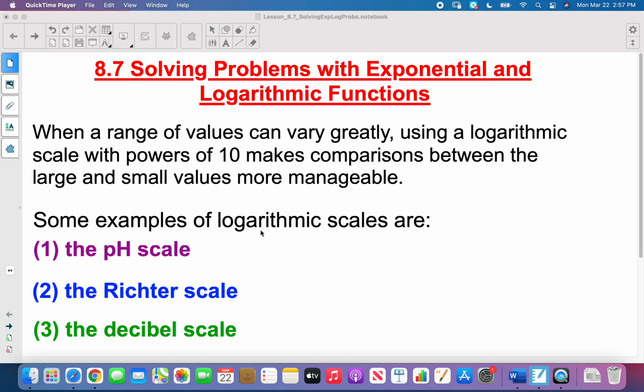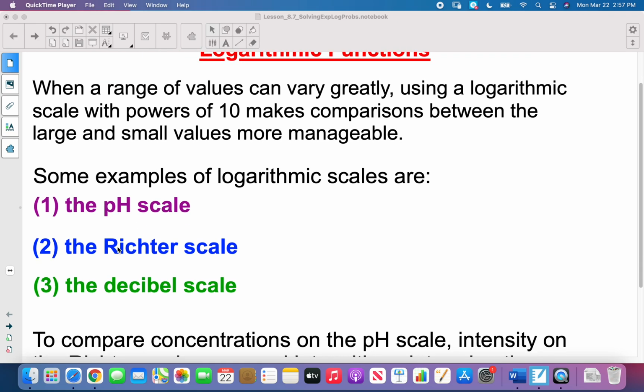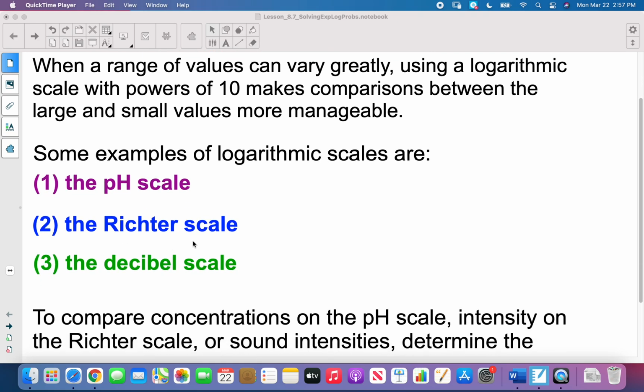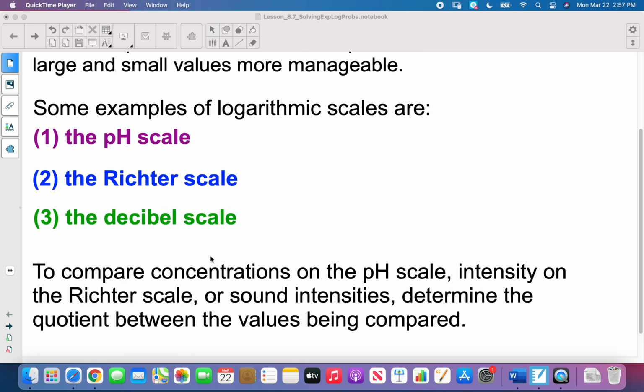We apply logarithmic scales in calculating pH, the Richter scale that calculates intensity or magnitude of earthquakes, and the decibel scale, which is used to measure the loudness of sound. So we're going to look at applications involving these kinds of scenarios.